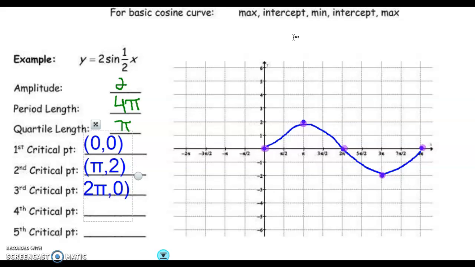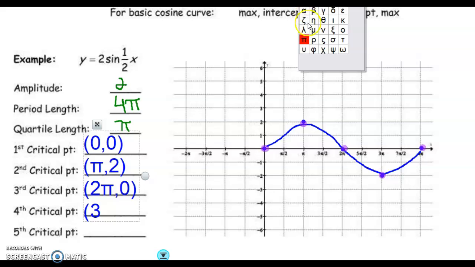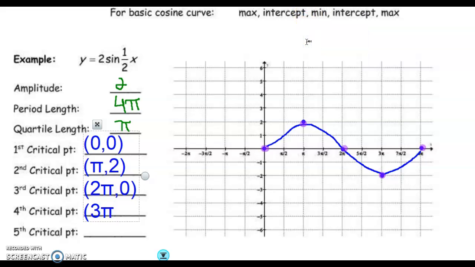Almost done here, folks. We'll do our fourth critical point. That's going to be 3 pi and negative 2. And I forgot to put a parenthesis on the problem above it. So that's a 3 pi, comma negative 2, because it's going low. And one last one, the fifth one would be 4 pi, comma 0. There you go, folks.